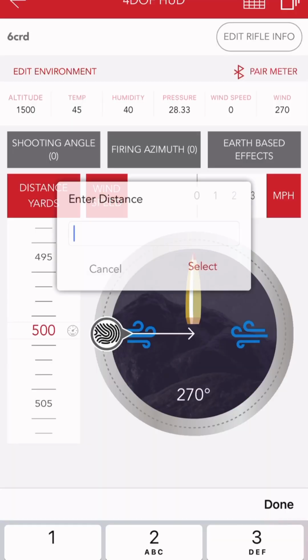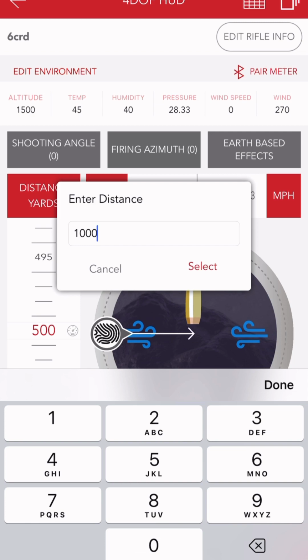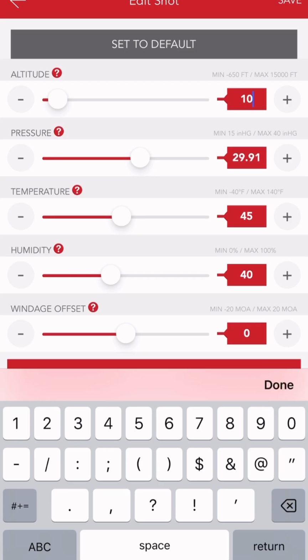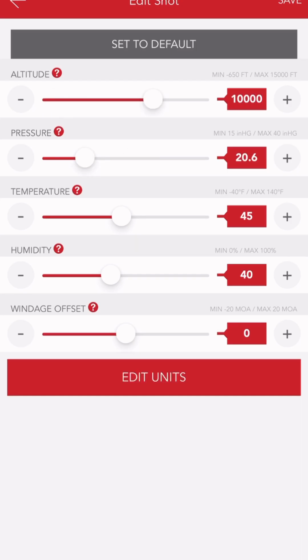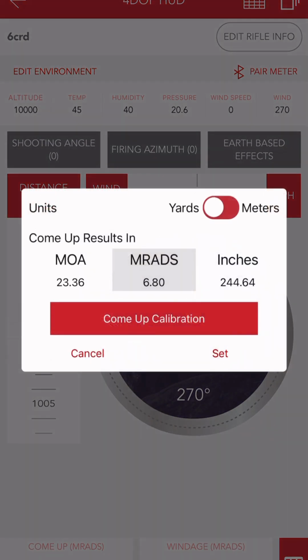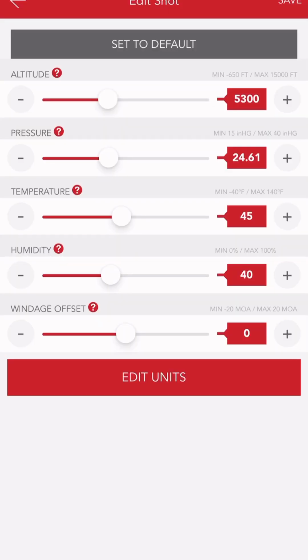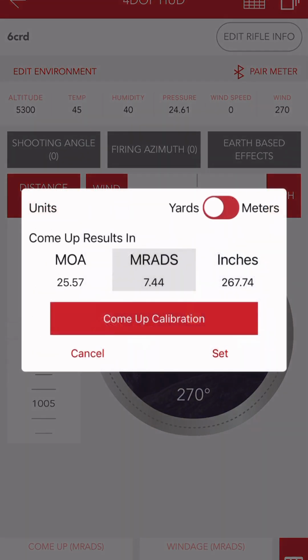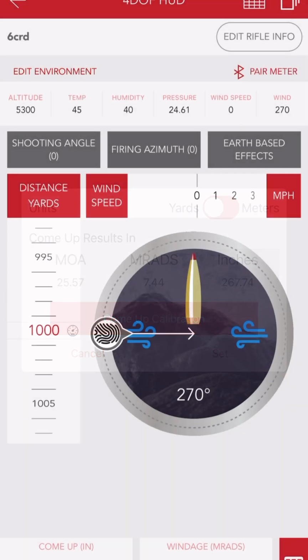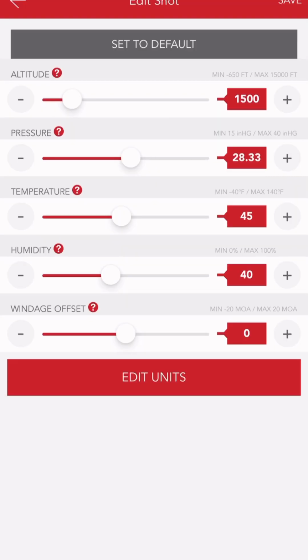But let's move to 1,000 yards now and see what that actually moves to. So now at 1,000 yards with the 10,000 feet above sea level, I have 244 inches of drop. So now let's move back to 5,300 feet. I get 267 inches of drop. So that is about 23 inches different. So about 2 MOA. So that's definitely enough to get me off target at that distance.